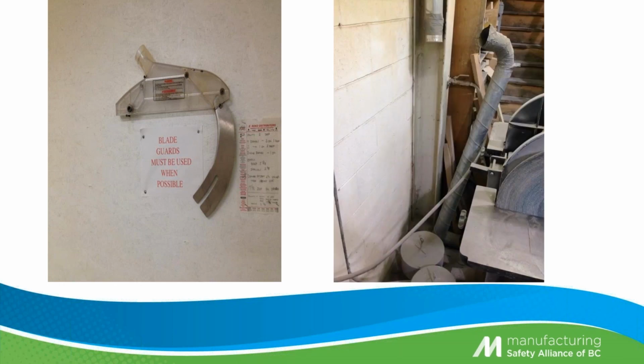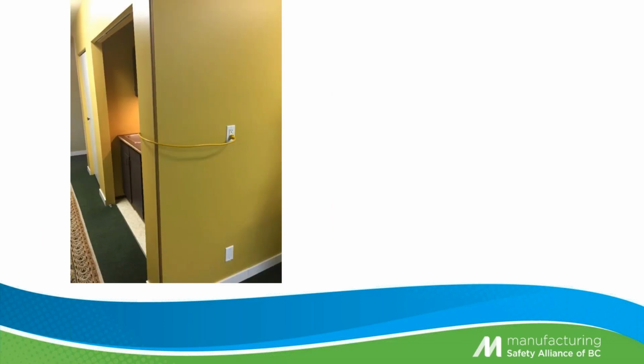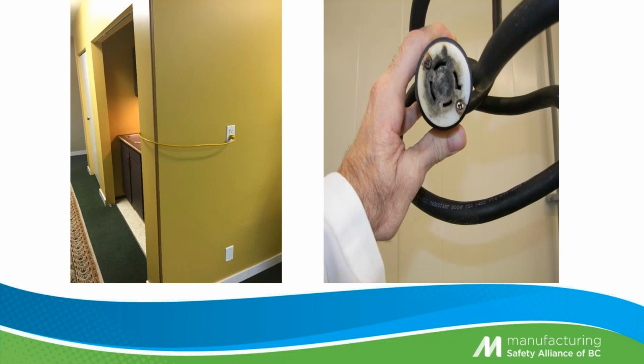Guards must be used at all times, and then only removed with special permissions, right? Here we have a dust collection system which isn't going to do anything when it's not connected. We have a simple plug that runs around the wall. The corrective action I know on this one is they put the plug on the other side of that wall, and then just put a cap over the top, a blank plate.